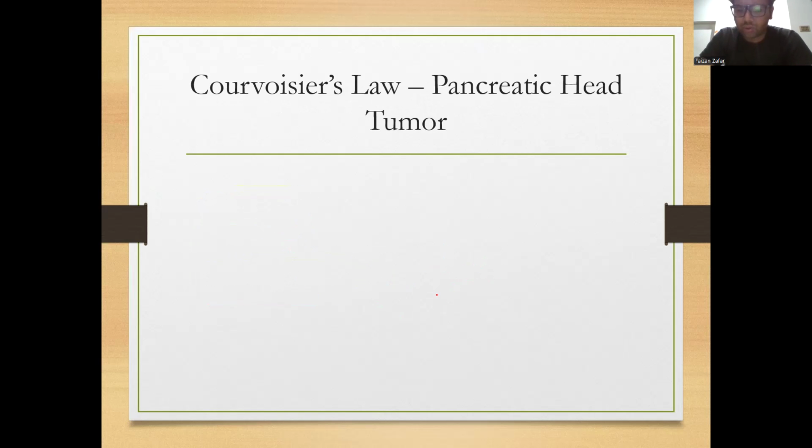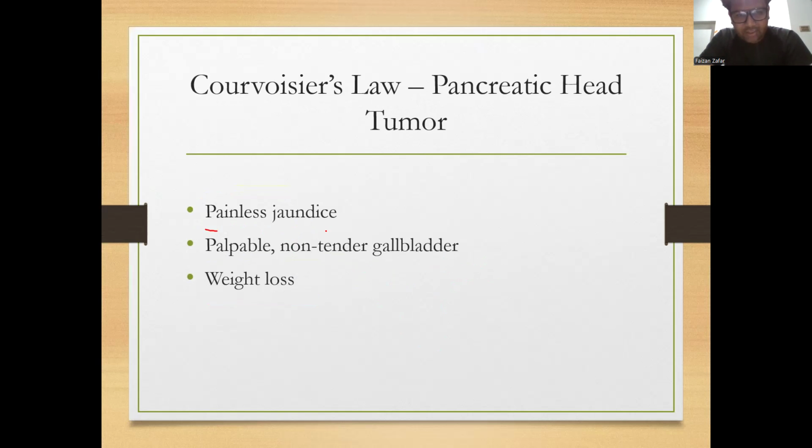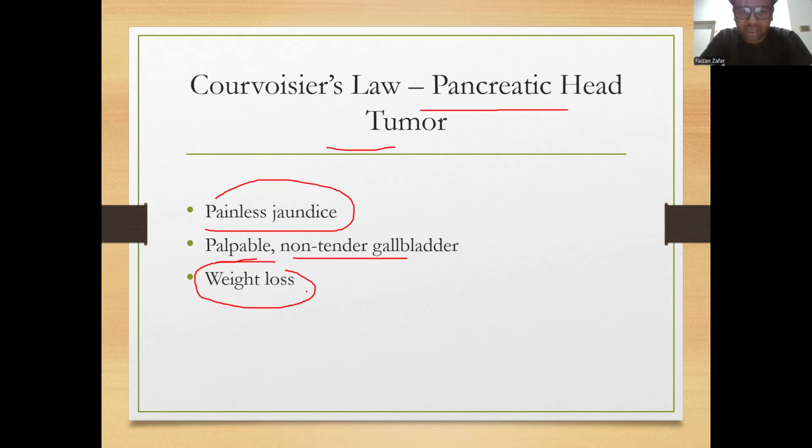Courvoisier law. Courvoisier law says painless jaundice plus a palpable non-tender gallbladder and a history of weight loss. So it is typically present in pancreatic head tumor. That's why weight loss is present in Courvoisier law.